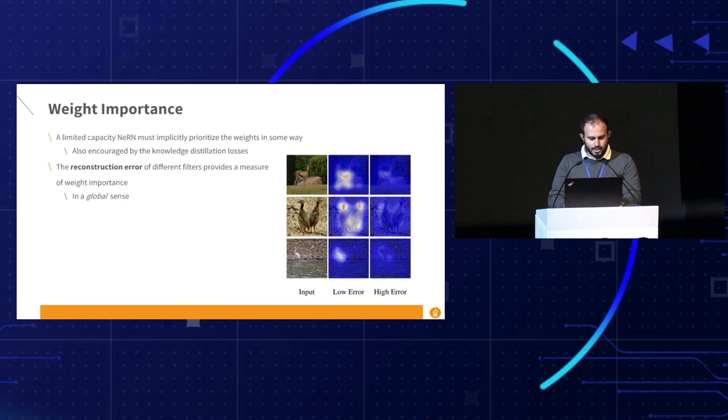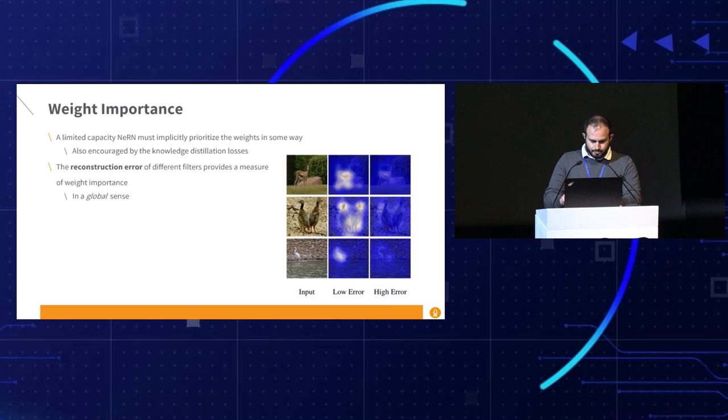We can generally use NeRN for weight importance analysis. The key idea here is that a limited capacity NeRN must implicitly prioritize the weights of the original network. This is also encouraged by the knowledge distillation losses, since NeRN has to consider the activations themselves and not just the weights. This means that the reconstruction error of filters can be used as a measure of weight importance. The proposed measure is also true in a global sense, which means we can compare filters from different layers, which is a difficult task in itself.